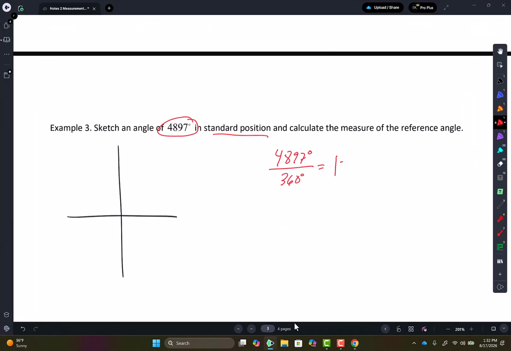So 13.602 goes on forever. Then take the 0.602 and multiply it by 360, and then you'll get 217 degrees.